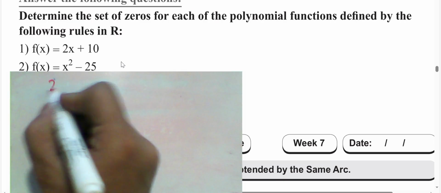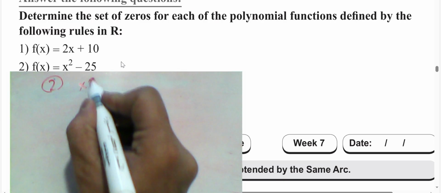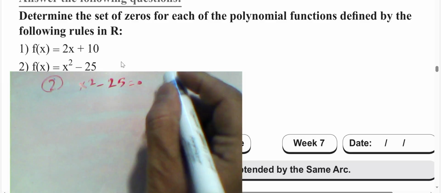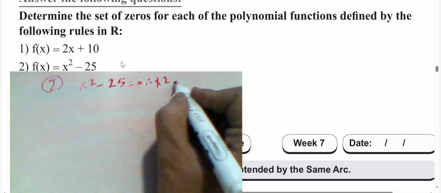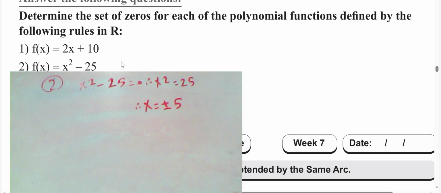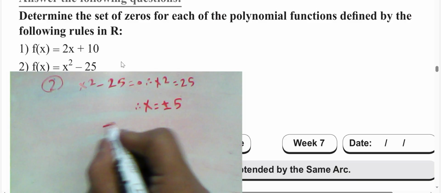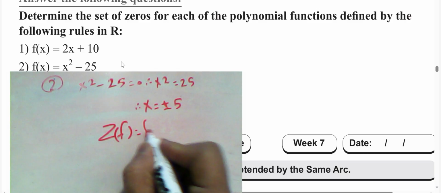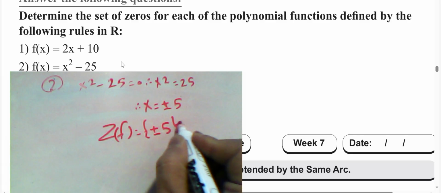Number 2, put the function here equal to 0. x power 2 minus 25 equals 0, and then x power 2 is 25, and the value of x equals positive or negative 5. And the zeros of the function will be positive or negative 5.